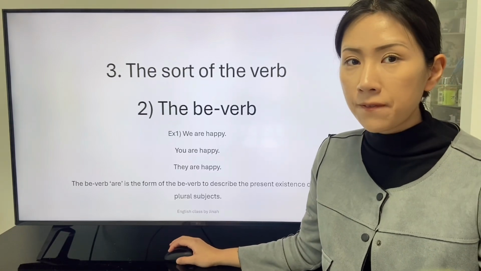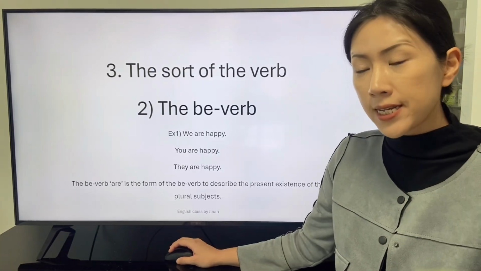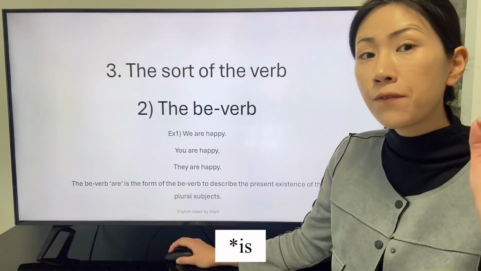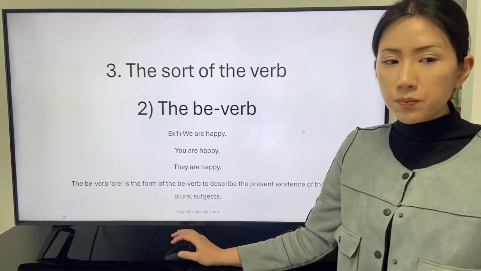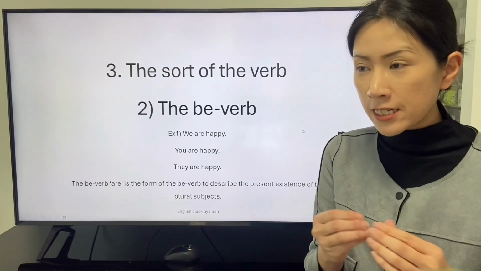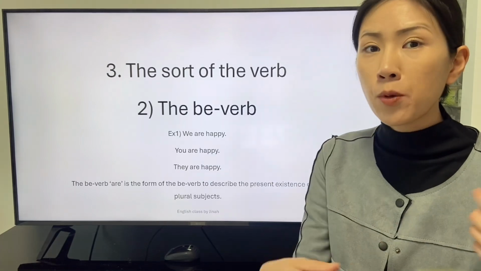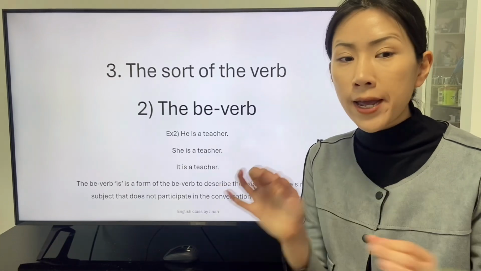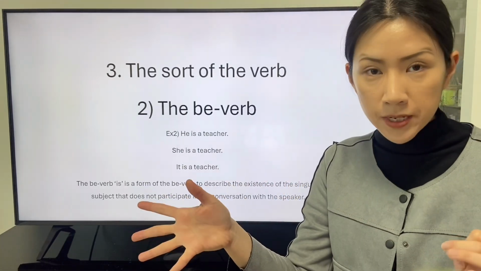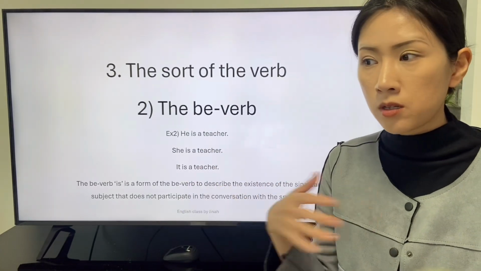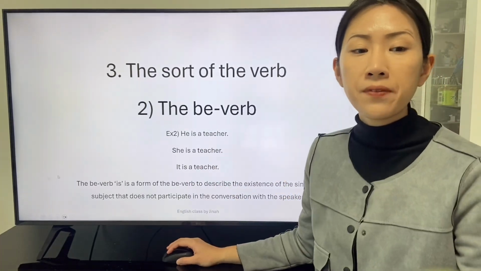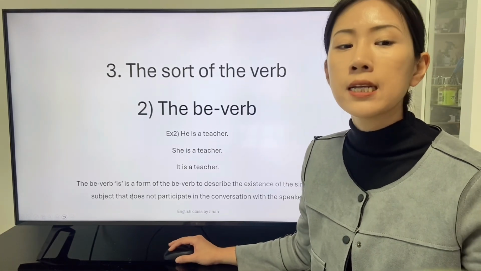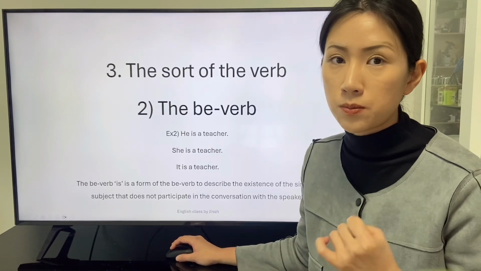The form of the be-verb to describe the existence of the subject, or the be-verb to describe the speaker as a subject in the clause, has the form of am. The form of the be-verb is describes the singular subject that is not a participant in the conversation with the speaker. The be-verb is a form of the be-verb to describe the existence of the singular subject that does not participate in the conversation with the speaker.